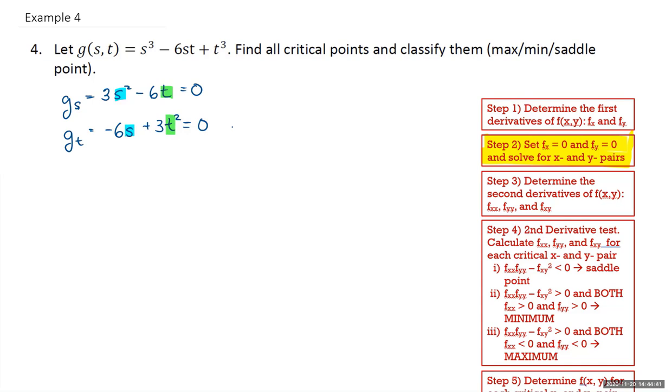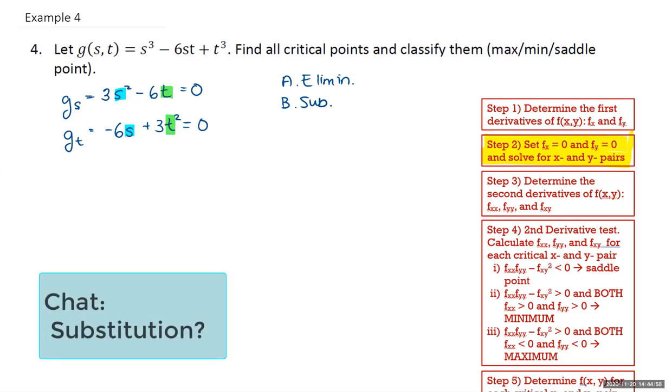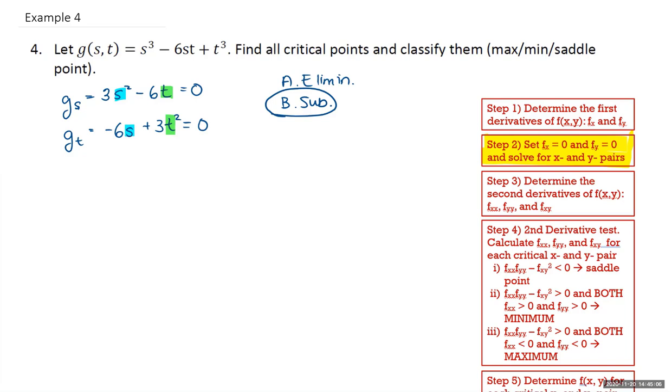Two equations, two unknowns. Now I've got two approaches I can use to solve a system of equations. One is elimination, the other is substitution. Which approach do you recommend for this problem? That's right, we're going to use substitution because what we're dealing with is non-linear. We have exponents that are 2 for s and for t. So it's going to be tricky to do elimination. So we're not going to do elimination, we're going to do substitution.